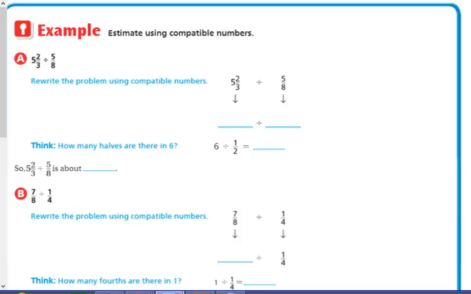In the example, it says estimate using compatible numbers. Well, let's look at it. Rewrite the problem using compatible numbers. So they kind of set this up for you right here. 5 2/3, it's probably close, we would say, to 6, right? And 5/8, well, that's really close to 4/8, which equals 1/2. So I would say 5/8 is really close to 1/2.